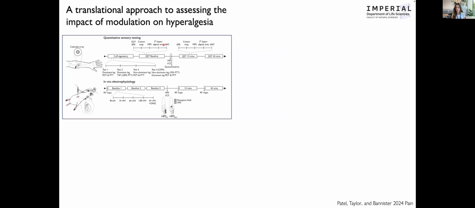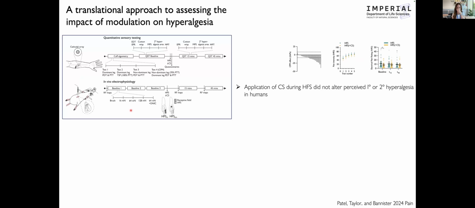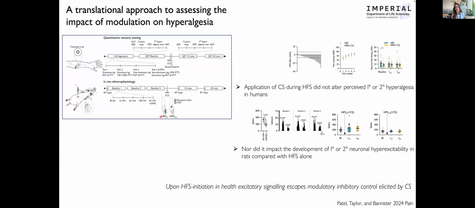Finally, I'll end on this slide, which shows another translational approach we've used to see what the impact of modulation on hyperalgesia is. Again, we designed experimental paradigms that we could apply in humans and animals, using high frequency stimulation to evoke these sensitized states, and applied conditioning stimuli to see whether evoking modulation has an impact on the perceptual and neuronal outputs of these tests. What we find is that application of a conditioning stimulus to activate those pain inhibitory processes during high frequency stimulation didn't alter perceived hyperalgesia in humans, nor did it impact the development of neuronal hyperexcitability in rats compared with high frequency stimulation alone.